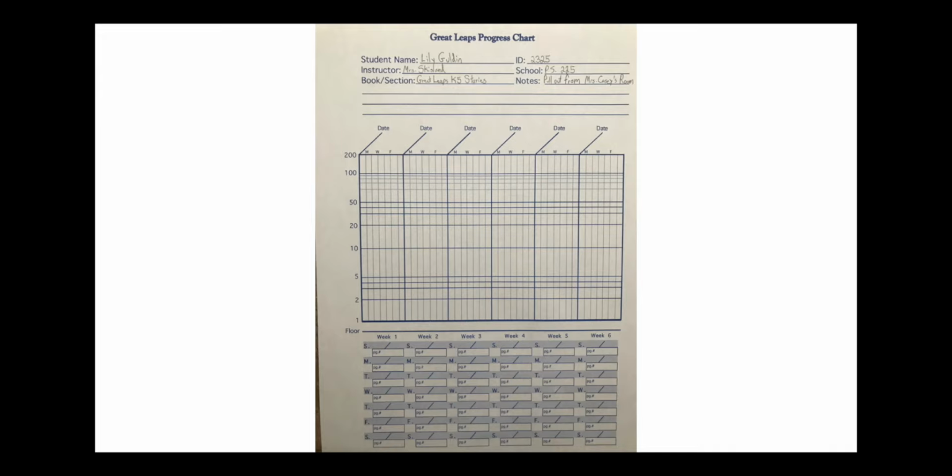As you see here, we filled in the top. In this case, the student is Lily Golden. Her school ID number is 2325. Her instructor's name is Mrs. Skislin, and she goes to PS 225. This is the chart for her Great Leaps K5 stories. So she's in the elementary book, and this is her stories chart.